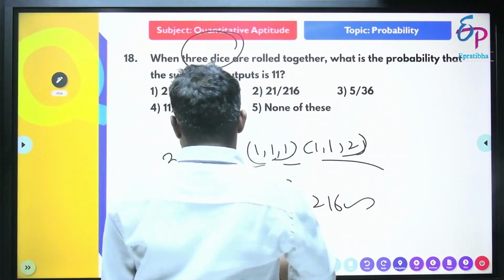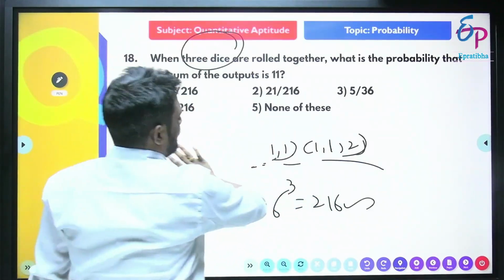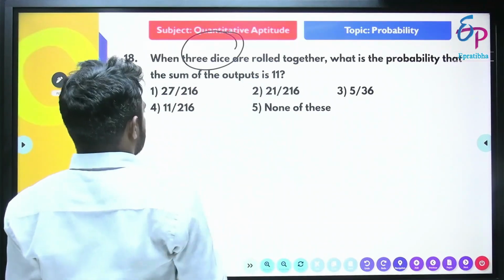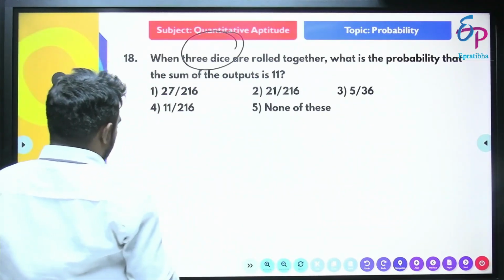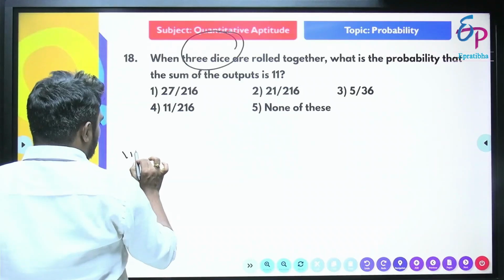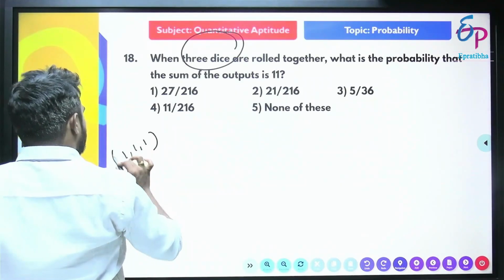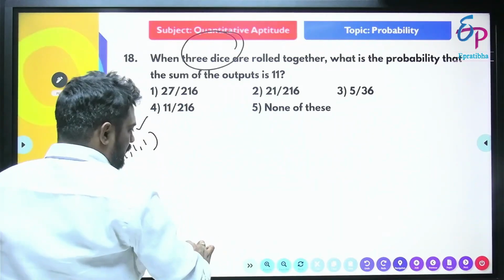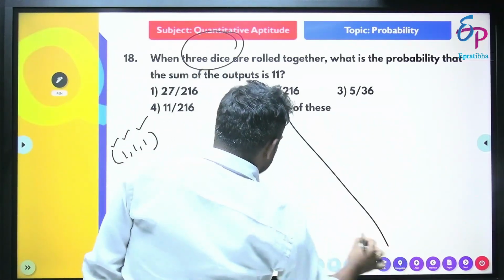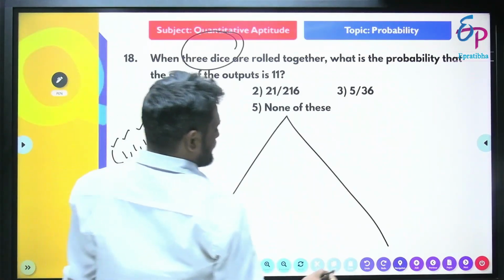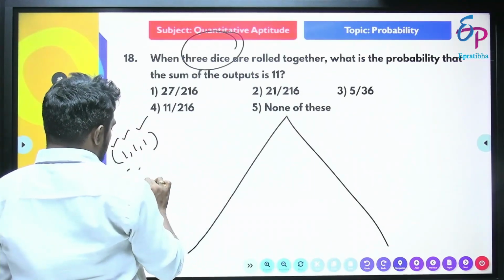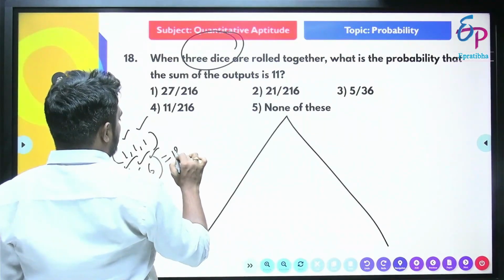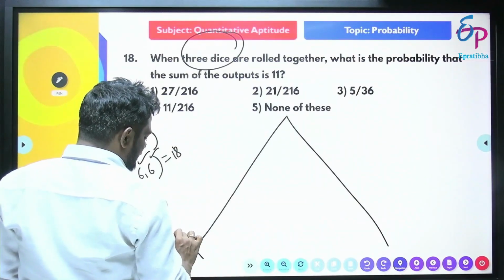Just for this reason, I would like to introduce a technique which can solve each and every question. Suppose 3 dice show the least sum: first die 1, second die 1, third die 1. The least sum should be 3. And what exactly is the highest sum? First die 6, second die 6, third die 6. The highest sum should be 18, right?